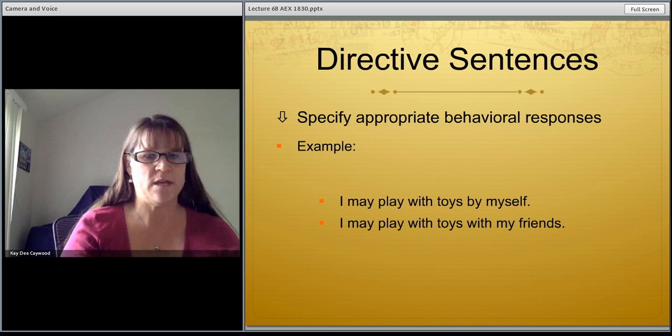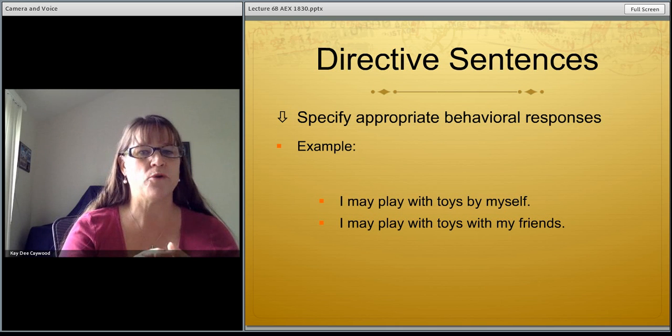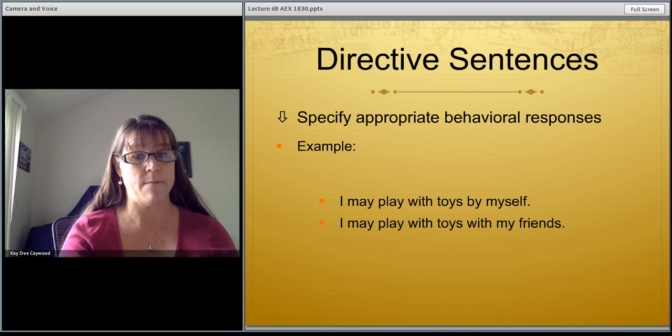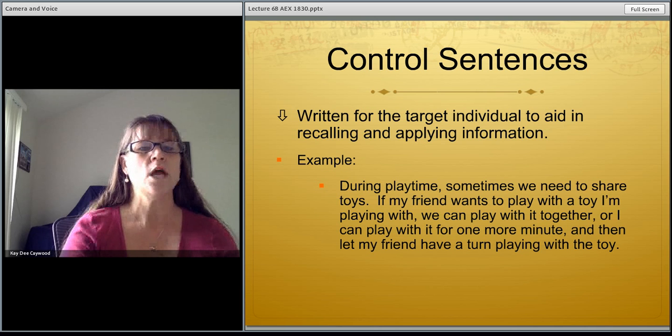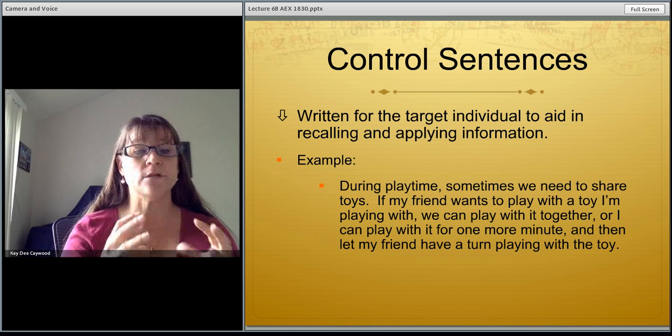Directive statements specify the appropriate behavioral response. I may play with toys by myself. I may play with toys with my friends. Control sentences are written for the target individual to help them recall and apply information. It helps them to know what to do.